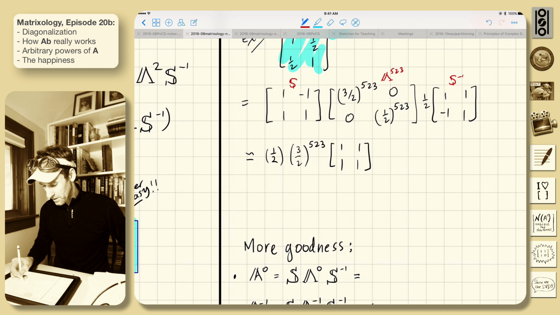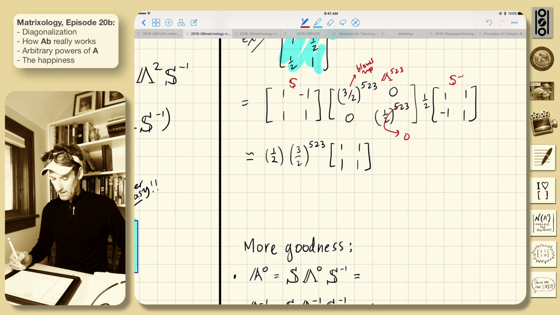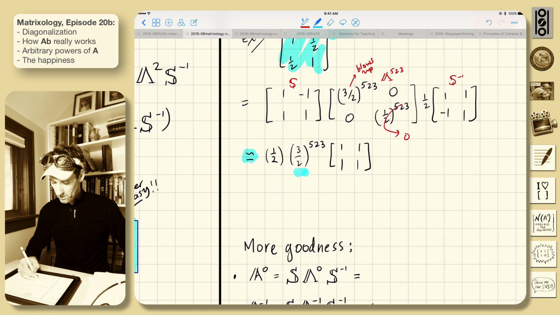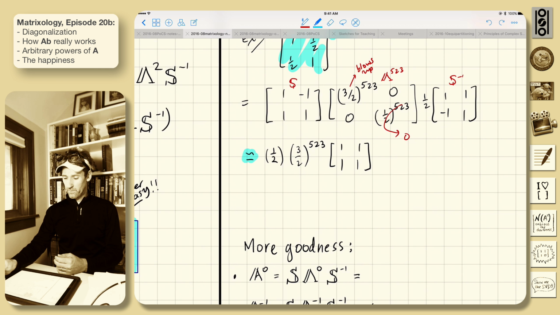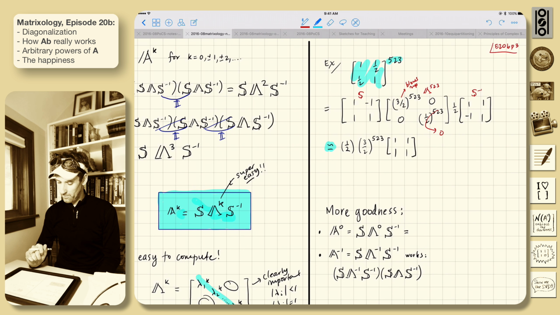So you see what's going to happen. This piece is going to go to 0, right? So a half to the power of 523 vanishes, and this one blows up. So it's approximately, if you multiply this thing through, 1, 1, 1, 1. So that eigenvector is repeated, if you like. And this is just huge, right? It's growing and growing and growing. But we've computed it pretty easily. We've had to do some work offline, if you like. Now we can compute any power of a matrix.